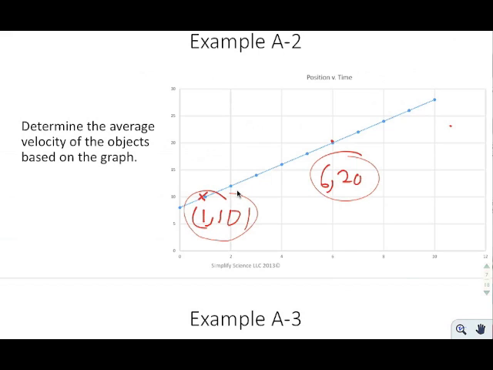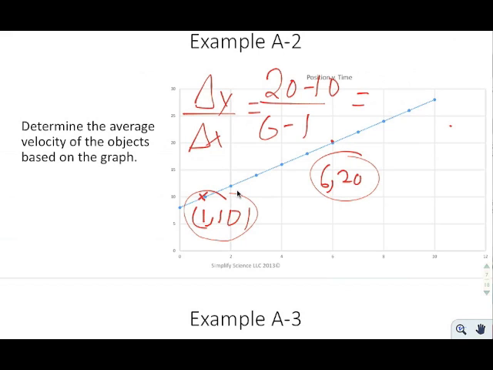Now, if it were a curve, I would have to look at very specific points. So once again, you do your change in y over change in x, or 20 minus 10 over 6 minus 1, and you should be able to figure out that the velocity in this case is going to be 2 meters per second, since 10 divided by 5 is 2.